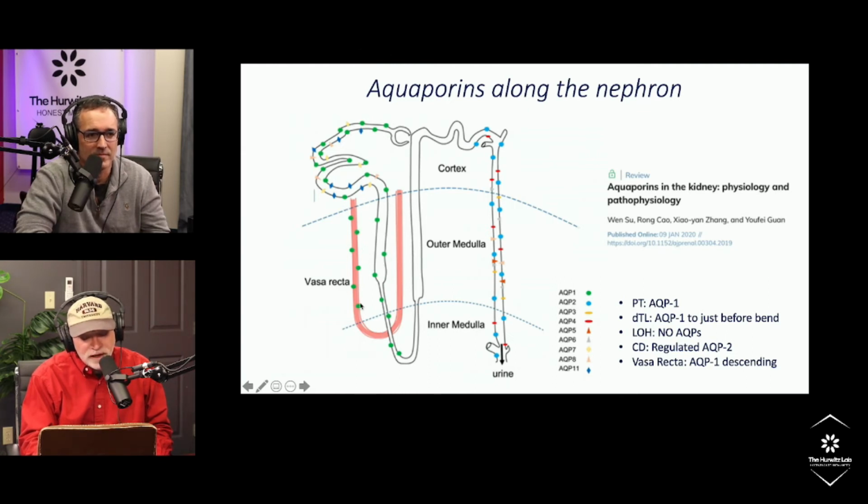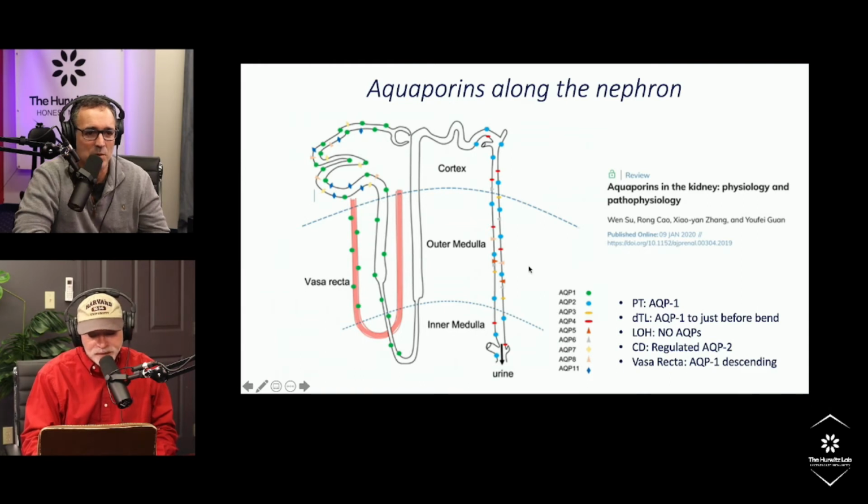Now, in the vasa recta, it actually stops short of hitting the bottom, and I'll show you this. Aquaporin 1 goes away. And then let's see what happens here. The blue dots, are they aquaporin 2? Yes. So the blue dots, of course, are ADH sensitive. And then there's some aquaporin 4 there.